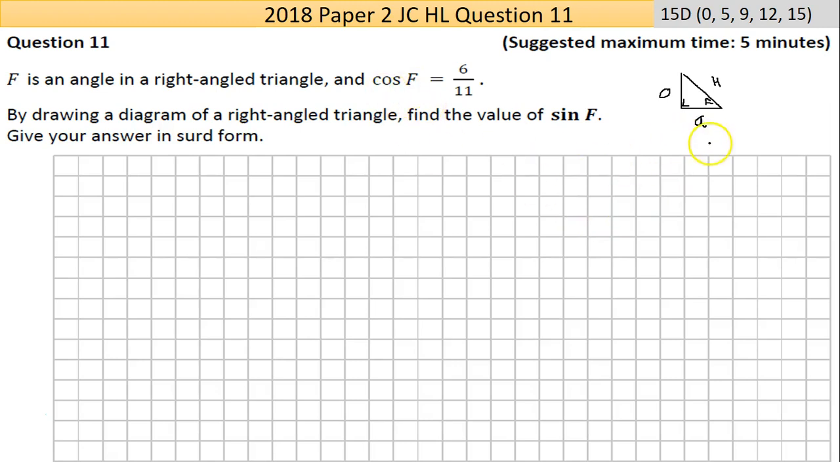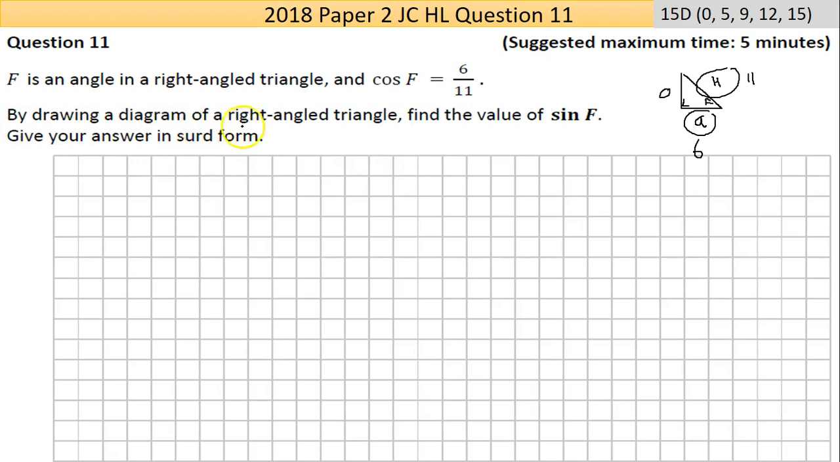Now, cos of an angle is the adjacent over the hypotenuse. So cos relates the adjacent side to the longest side. The adjacent is 6 units long. The hypotenuse is 11 units long. We don't know the angle, although we can find it.